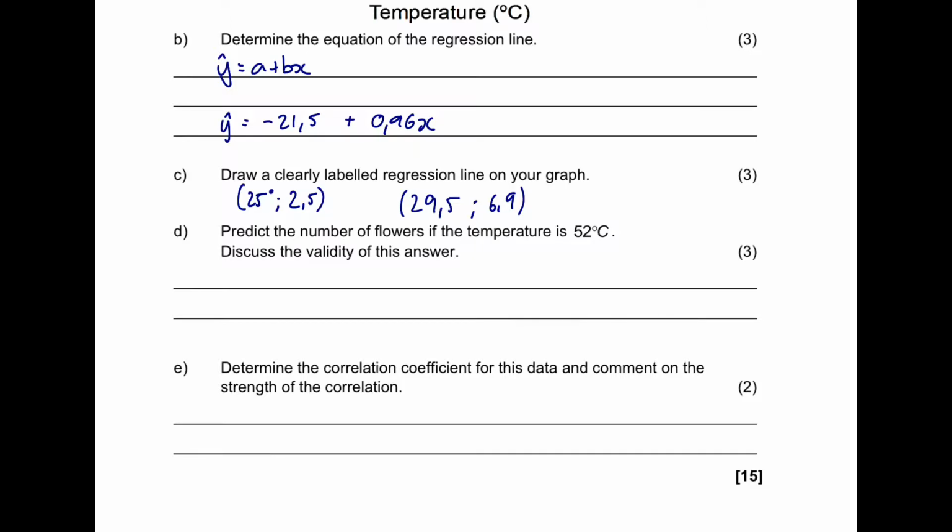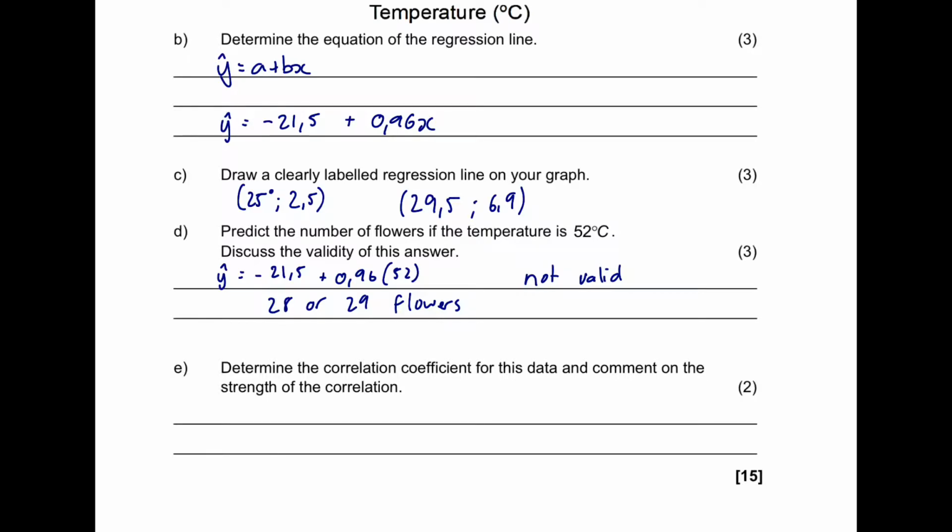Okay, question D. Predict the number of flowers if the temperature is 52 degrees Celsius. So we would substitute into our equation the 52 as the temperature, the x. So negative 21.5 plus 0.96 times 52. And we get around 28 or 29 flowers, depending on how you rounded it off. And we need to make the conclusion that that is not valid because it is extrapolation. The 52 degrees does not appear on the graph. And also, logically, the hotter it is, we can't have that many flowers.